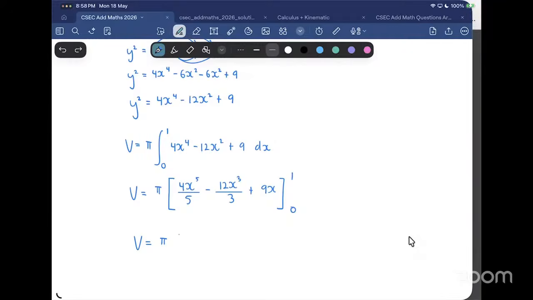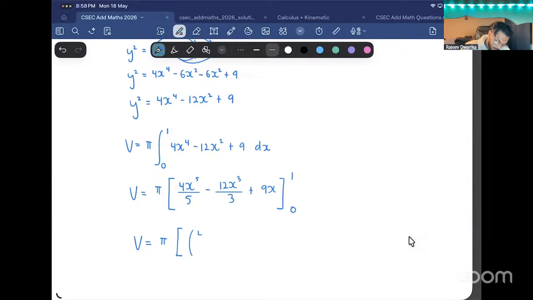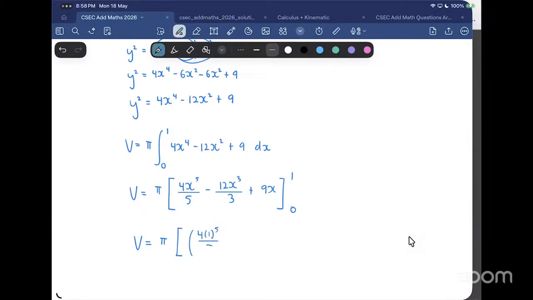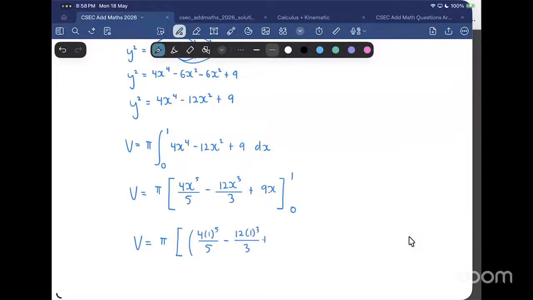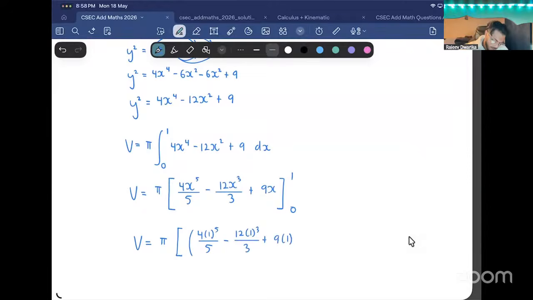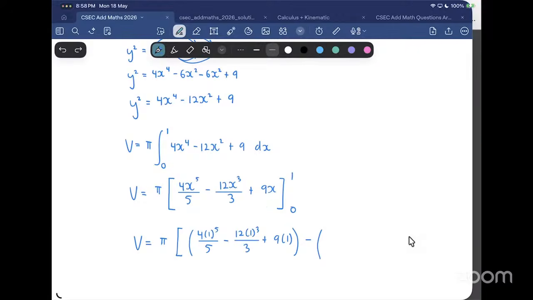So I can plug in 1. So it'll be 4 by 1 to the power 5 all over 5, minus 12 by 1 to the power 3 all over 3, plus 9 by 1. Now, since in all the cases you have x being multiplied by something and your lower limit is 0, if I plug 0 into any one of these expressions, what would I get? You just get 0. Yes, I could just write minus 0.